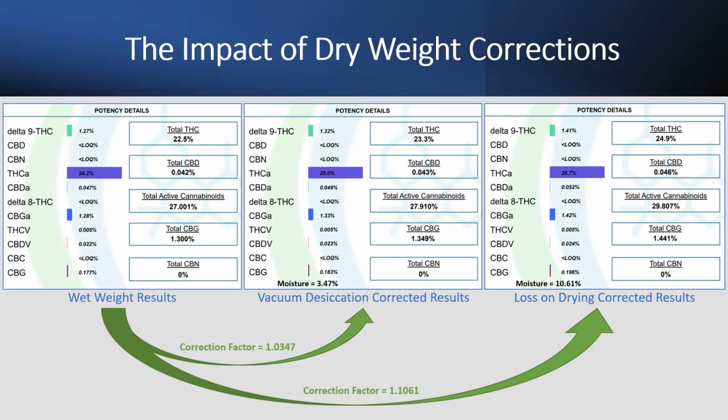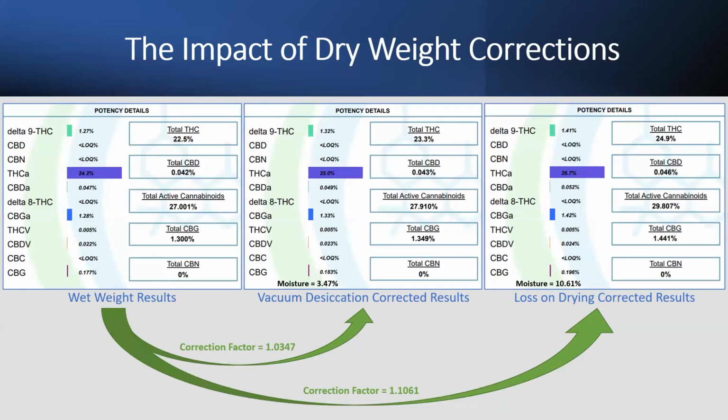Previously, we discussed that the correction factors to go from wet weight to dry weight can be determined by adding the moisture content to 100 and dividing by 100. So in this example, the moisture percentage for vacuum desiccation is 3.47%. So that correction factor is going to be 1.0347. And in multiplying that out, you're going to see that THCA value go from 24.2% to 25%, and the total THC value go from 22.5% to 23.3%.